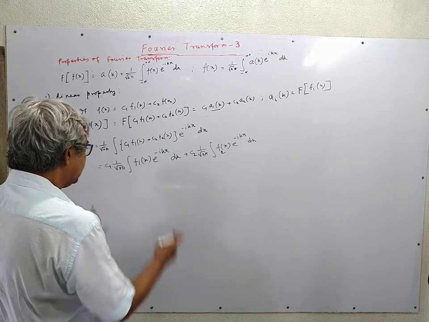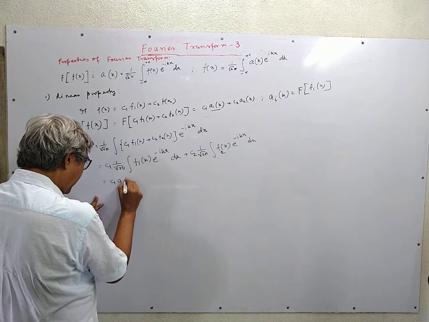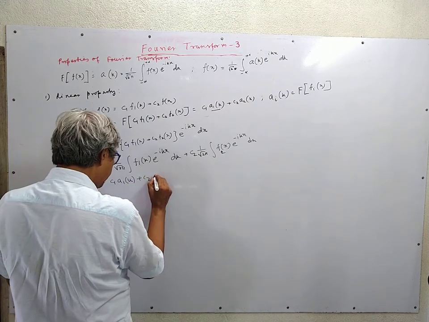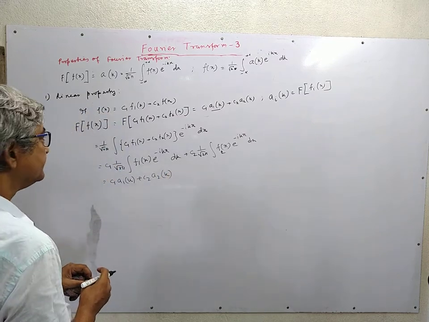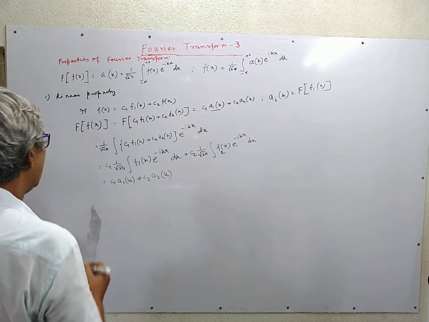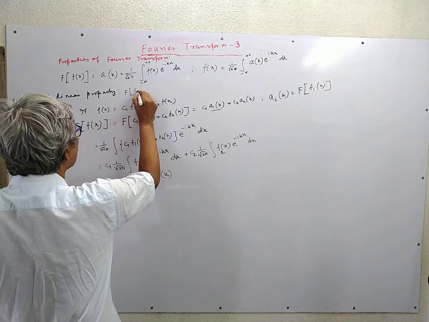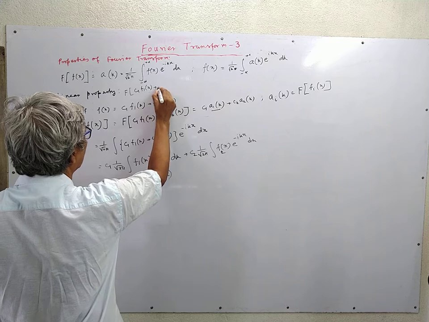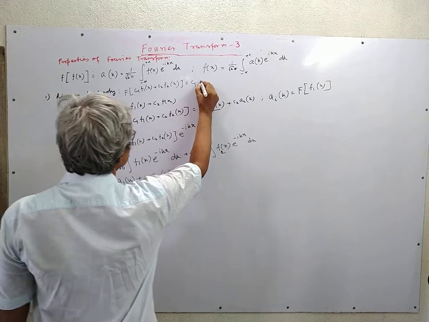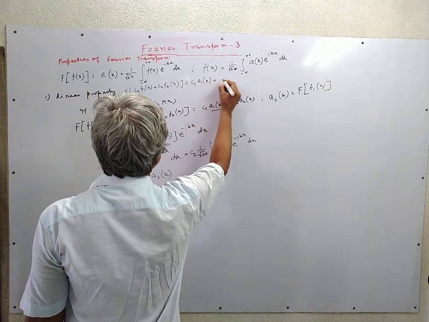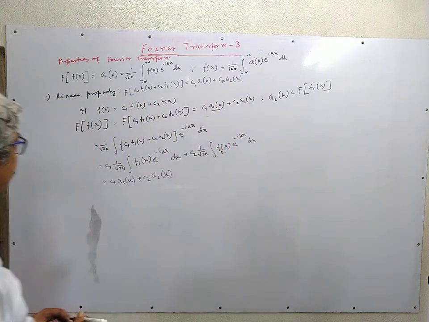As per the definition, this is the Fourier transform of f1, that is A1. So this result is c1 A1 of k plus c2 A2 of k. Hence the result is proved. This is the linear property.